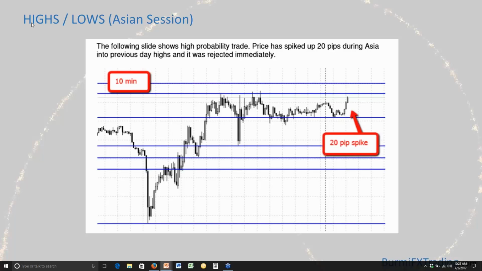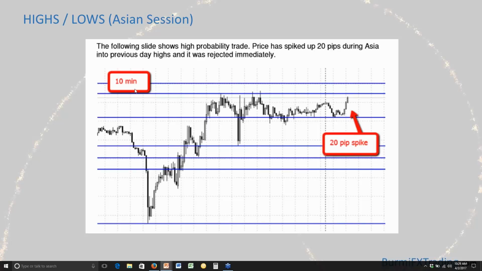So here we see another example, same price behavior, highs, previous day's highs and lows. Here we have previous day highs. Then we have Asian session. We see this price spike, which is 20 pips. Looks like it's one direction, a pretty inefficient spike to the previous day high.